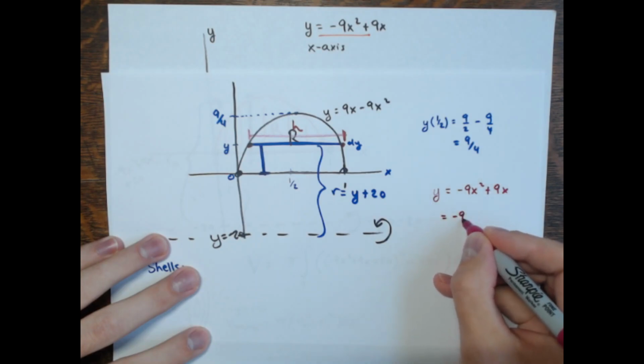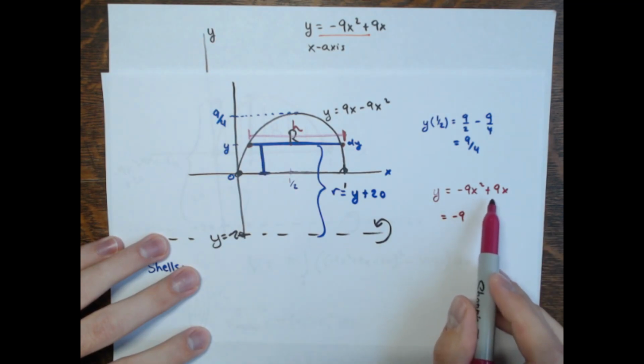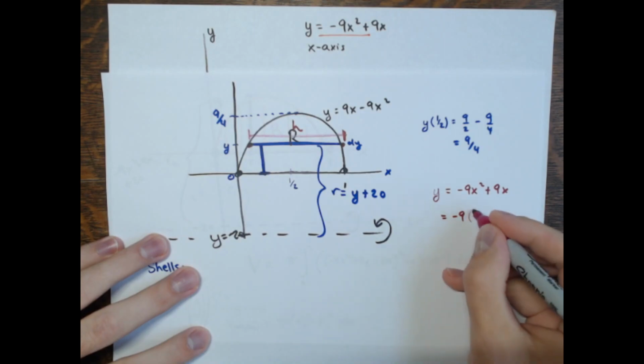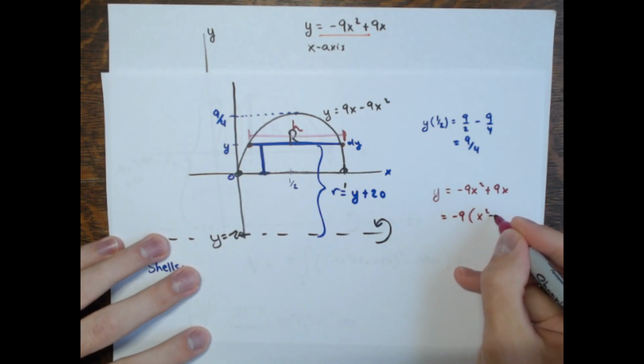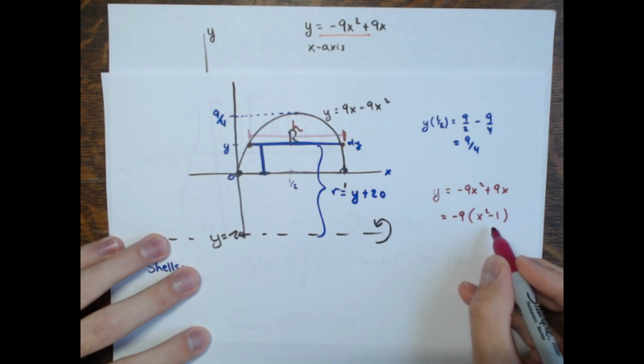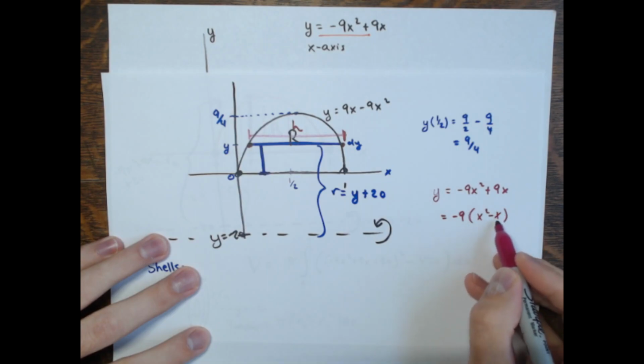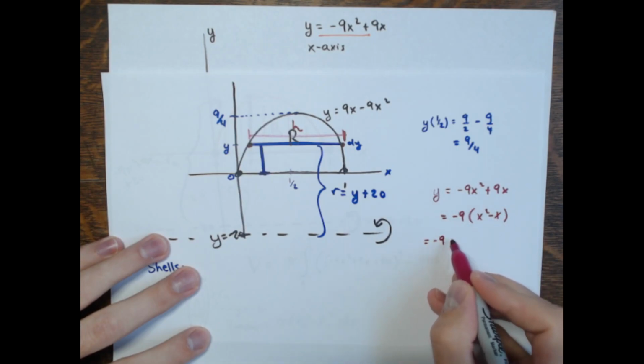And if I factor out negative 9, I'm going to complete the square in this because I want to solve this for x. I want to get x in terms of y. Pull the negative 9 out, and then you'd have x squared minus x. And then I'll complete the square in here.